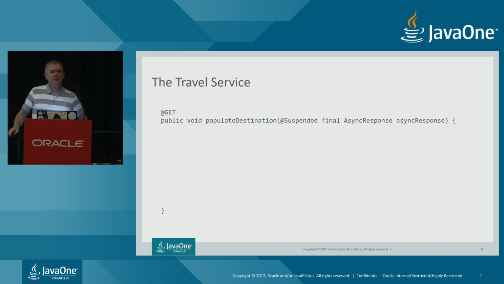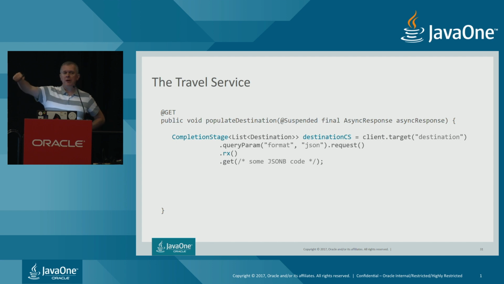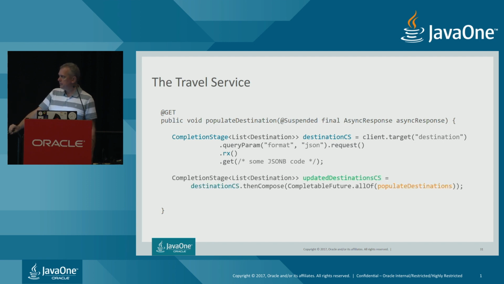Okay, so how can I set that up now in my REST service of JAX-RS? I have 2 patterns, in fact, for that. First, populate destination that returns a void and takes an AsyncResponse, and this is a JAX-RS 2.0 pattern. I first query my destination REST service that is going to return me a list of destinations after some JSON-B unmarshalling of my JSON array object. We'll leave that aside. Then I can get my completion stage by composing this completion stage that will get the list of destinations with the function I just wrote in the previous slide, right? Using the thenCompose and the allOf.